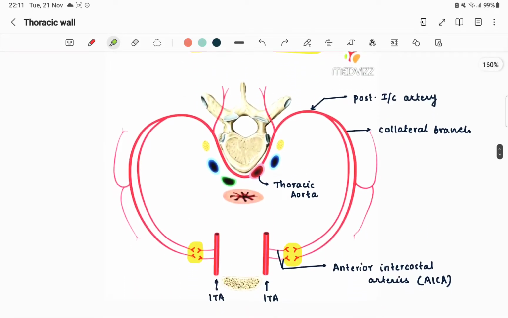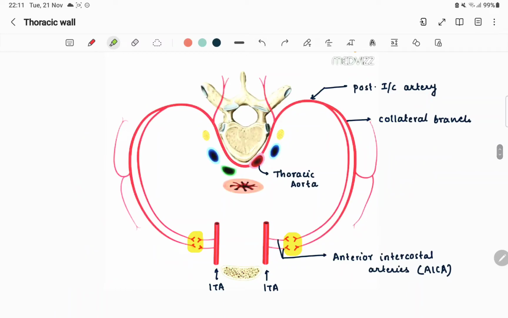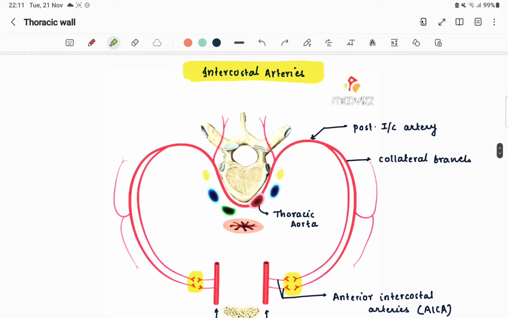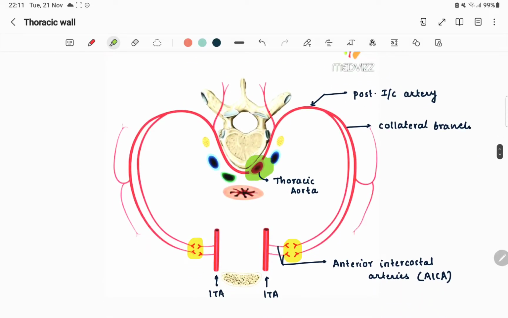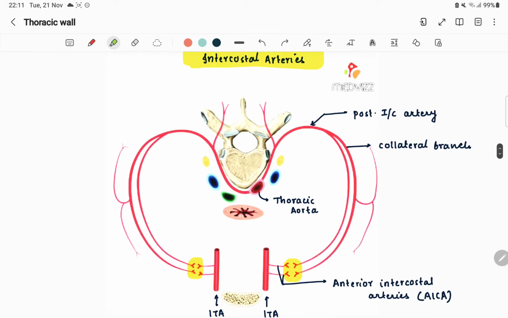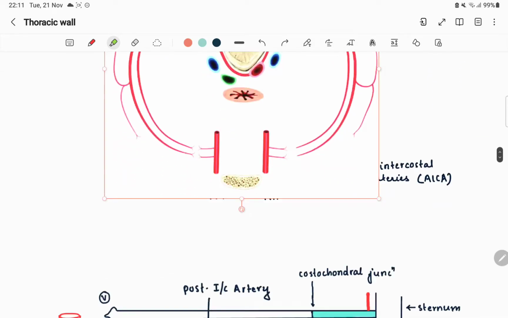Let's talk about the intercostal arteries. We are not going to discuss this diagram, it is a little bit confusing. You can also discuss this diagram, it is not as difficult as it seems. Here the thoracic aorta is present. So these are the posterior intercostal arteries. The posterior intercostal artery gives a collateral branch also, and this collateral branch and the posterior intercostal artery come and anastomose with the anterior intercostal arteries, AICA, which originate from the ITA, the internal thoracic artery. And the same thing will occur on this side here. So this is all about your intercostal arteries.